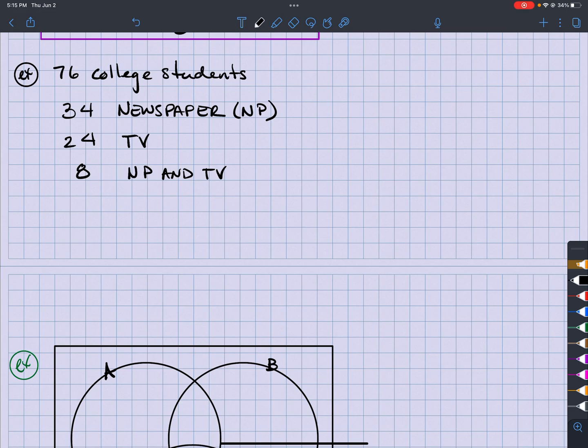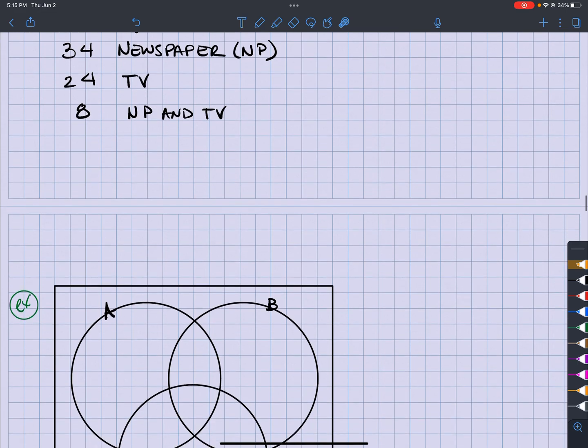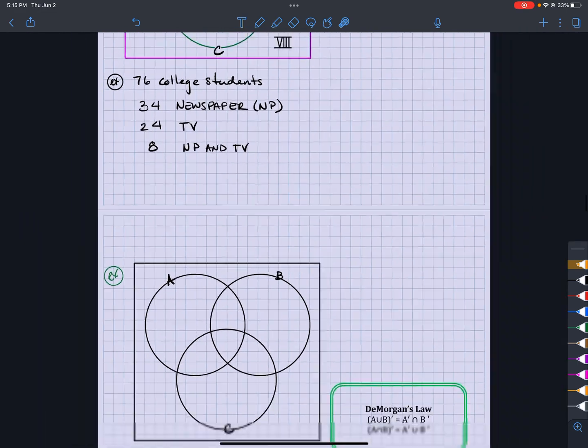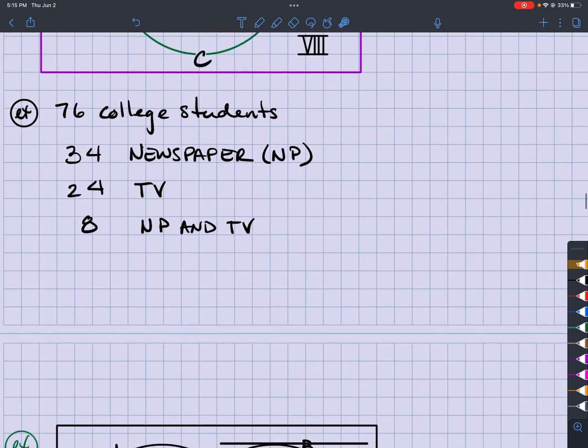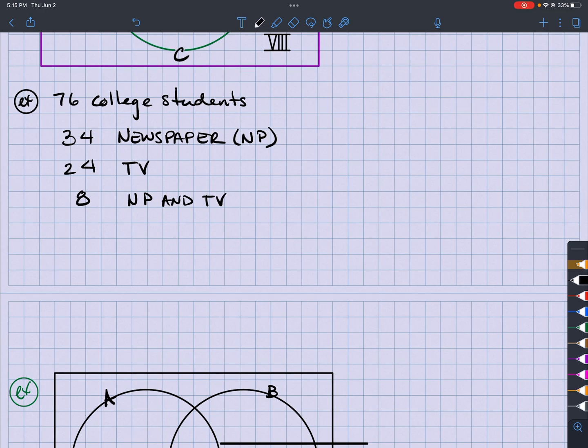The question is how many sets are in here? And if you look at this, this is the total number of students. They were talking about how you get your news. You get your news via newspaper, TV, or newspaper and TV. There are no other sources besides these 2, so you really only have 2 sets. So let's go ahead and just draw it. Why not? So here we go.